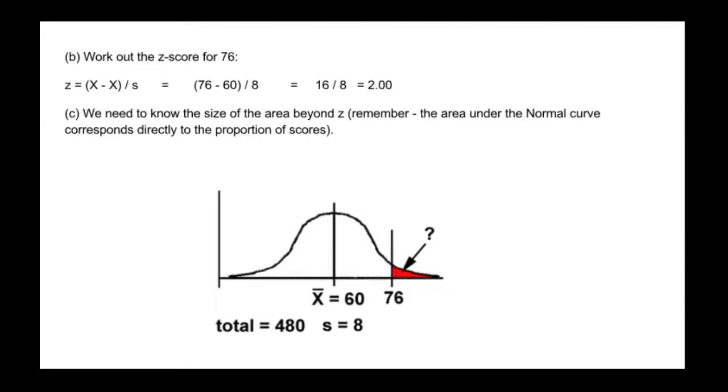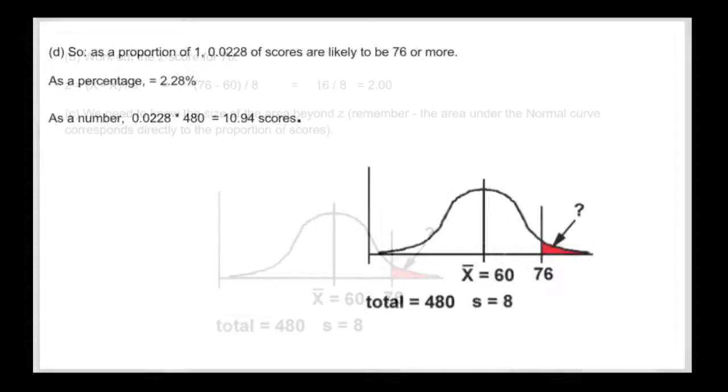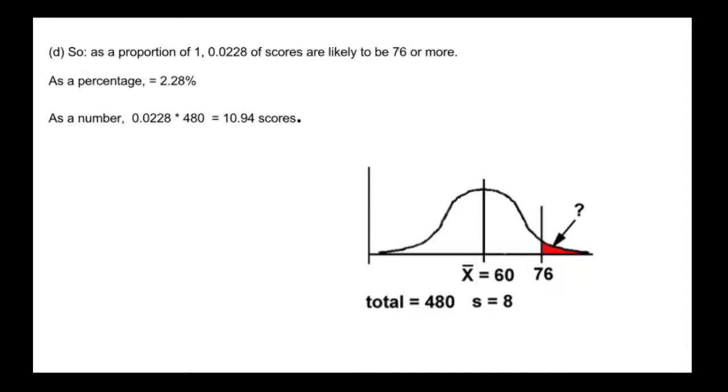As I've shown before with the formula, I've used it right here and plugged in what I've seen from the distribution, the mean and the standard deviation, but we need to know the size of the area beyond z. Remember that the area under the normal curve corresponds directly to the proportion of scores. As a proportion of 1, 0.0228 of scores are likely to be 76 or more, which as a percentage equals 2.28%. As a number, 0.0228 times 480 equals 10.94 scores.